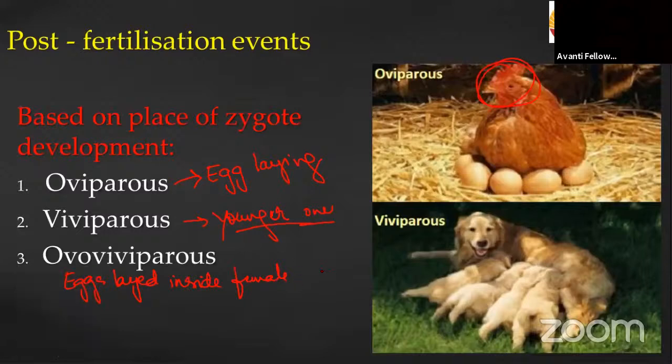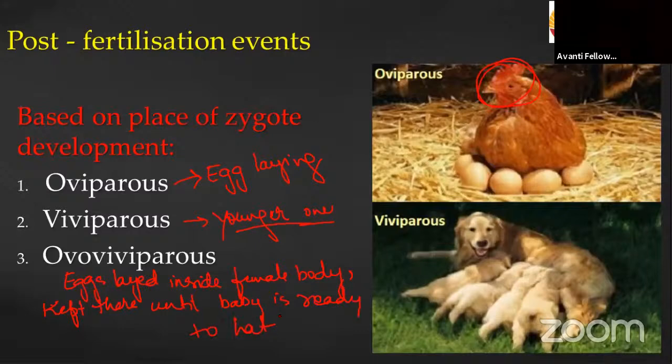Female body, and then that egg will be present there only until it is completely developed and ready for hatching. Okay, so eggs will be laid inside the female body and kept there until the baby is ready to hatch.